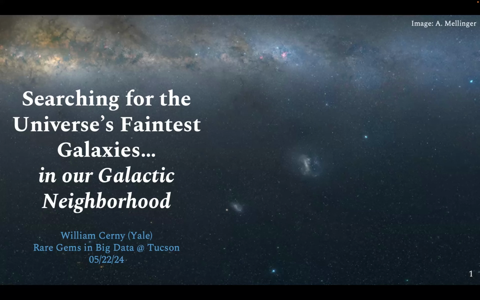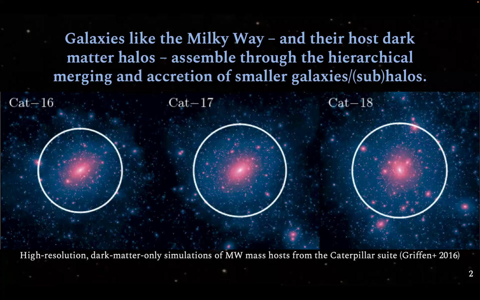And so to get a global picture of what the satellite system around the Milky Way looks like, we can turn to cosmological simulations. What I'm showing here is a particularly nice set of Milky Way mass hosts from a suite of dark matter only simulations called the Caterpillar Suite. Each image shows a Milky Way mass host. The virial radius of the host galaxy is shown with that white circle. And what you can see from these images is that these galaxies are teeming with substructure.